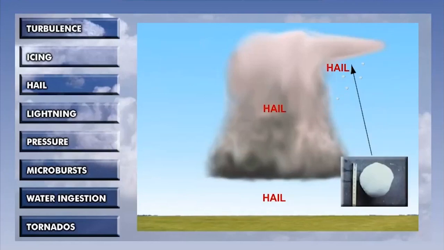Hail. Hail can be encountered at any height in and underneath a cumulonimbus cloud. It can also be experienced beneath the anvil outside the cloud. Severe damage can be caused to the skin of the airframe.